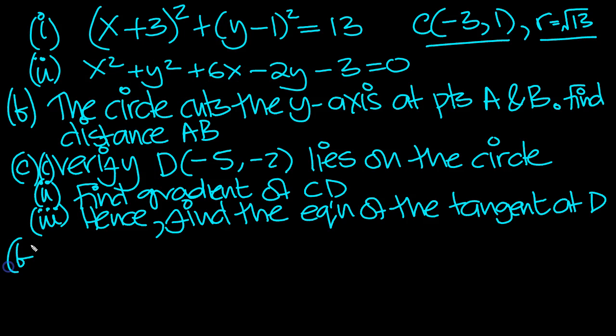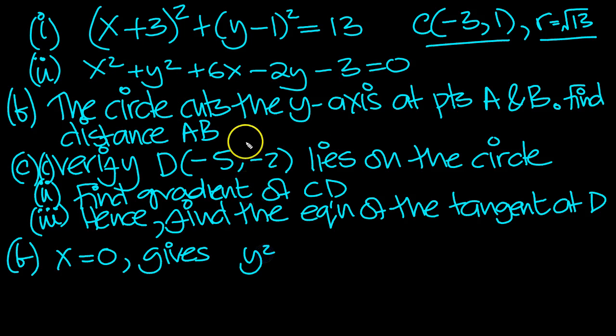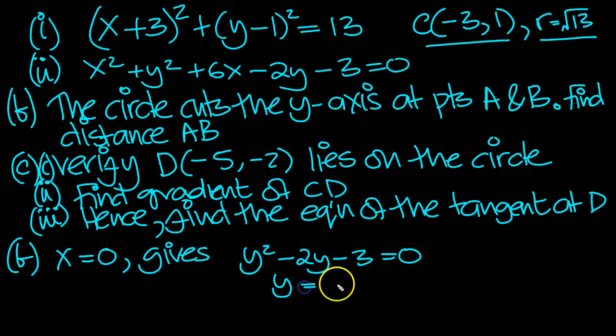So part B then, x equals 0 gives, and then we can see where it cuts the y-axis, can't we? So we get y squared, this is 0, this is 0, so we get y squared minus 2y minus 3. So that tells us that y equals minus b, which is 2, plus or minus the square root of b squared, minus 2 squared is 4, minus 4 times a times c. That's a minus, 4 times 3 is 12.